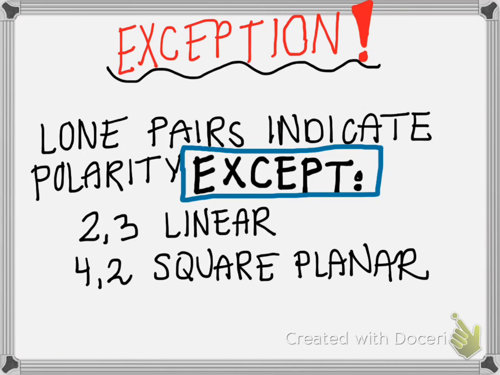Lone pairs on a Lewis dot structure on the central element indicate polarity. That structure is polar except 2, 3 linear and 4, 2 square planar. So these are the two exceptions you need to remember when determining if a structure is polar or nonpolar.